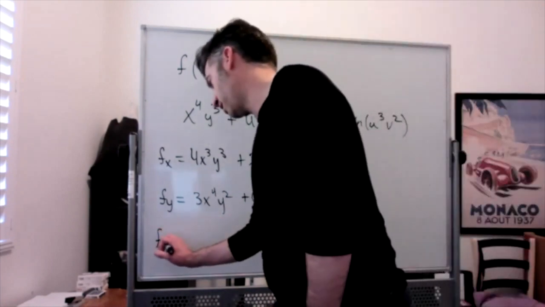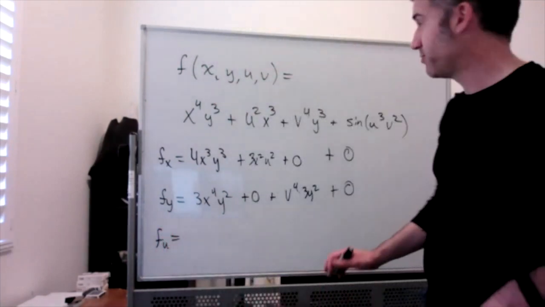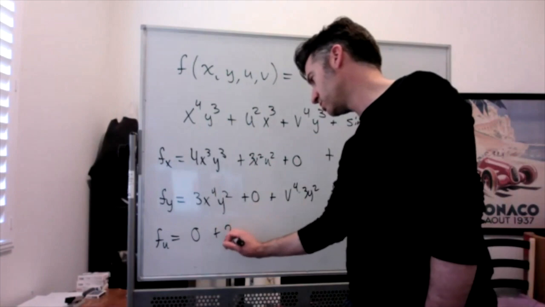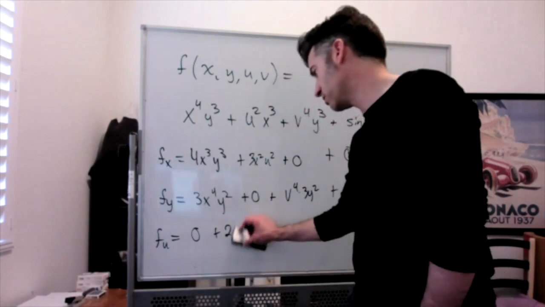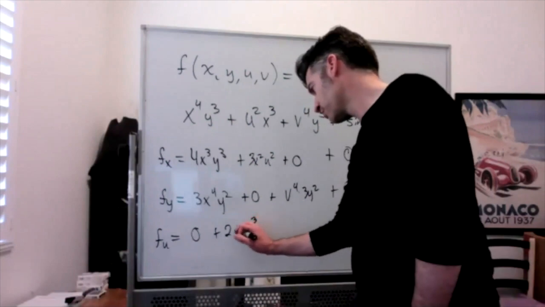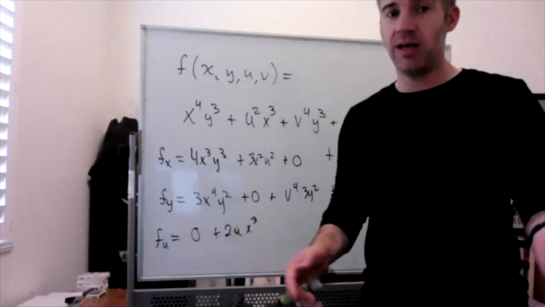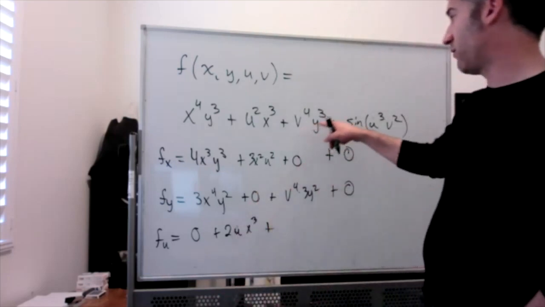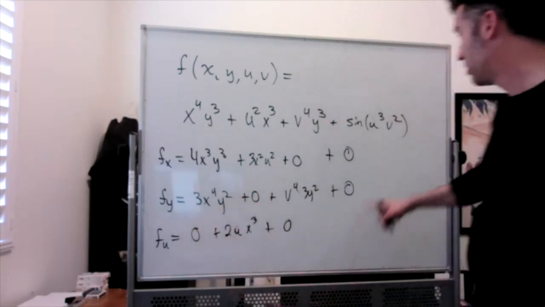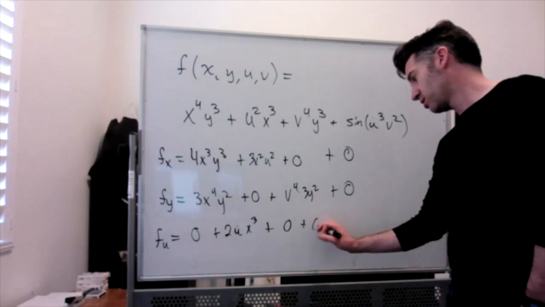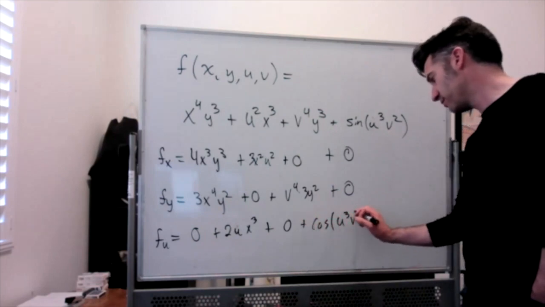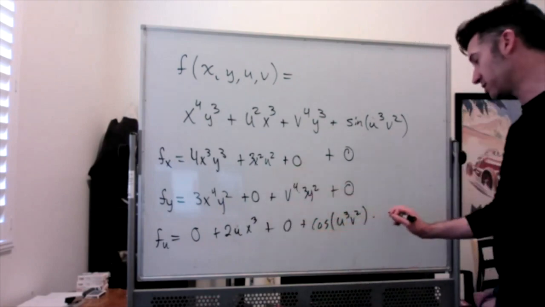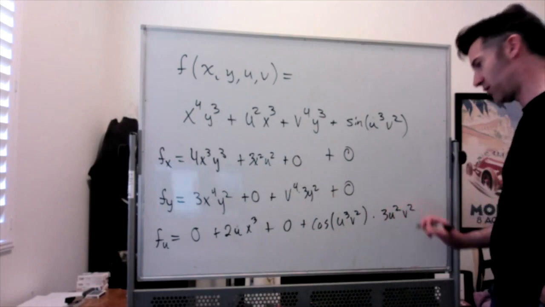Let's do f_u. The derivative of x to the 4th y cubed is 0. The derivative of u squared x cubed is 2u x cubed. I should say the order of your variables doesn't actually matter. We usually try to write them in alphabetical order, but it really doesn't matter. The derivative of v to the 4th y cubed is 0 with respect to u. The derivative of sine of u cubed v squared is going to be cosine of my stuff times the derivative of my stuff, and the derivative of u cubed v squared with respect to u is going to be 3u squared v squared.